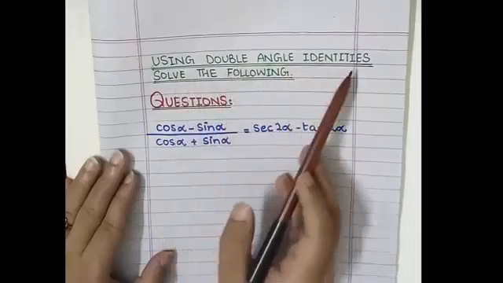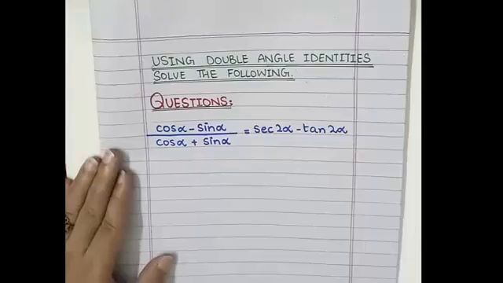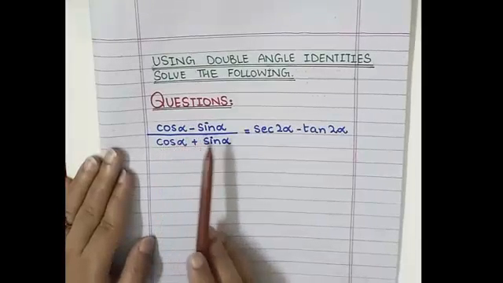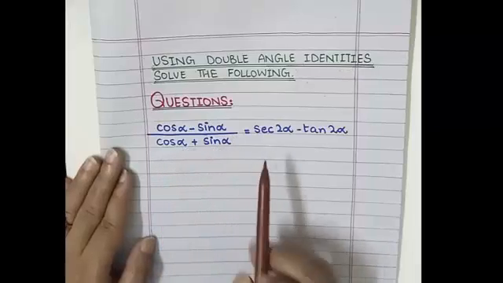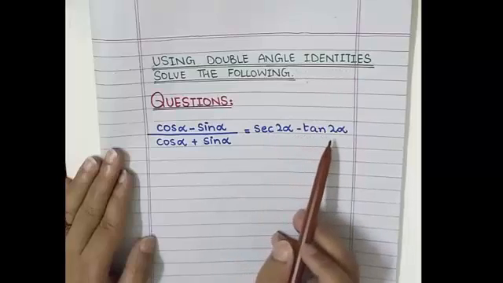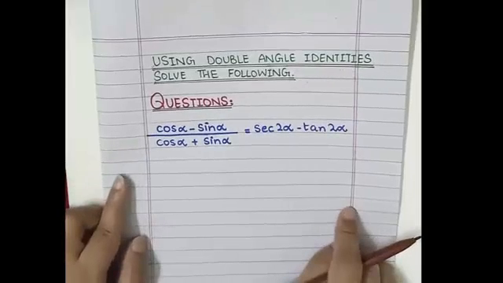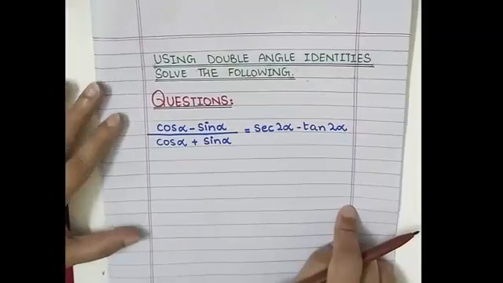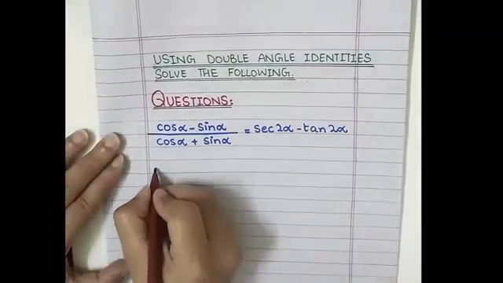Using double angle identities, prove the following questions. So today we have another question: (cos alpha minus sin alpha) over (cos alpha plus sin alpha) is equal to secant 2 alpha minus tan 2 alpha. We will solve this question with two methods. I will give you an alternative method also. So let's get started.